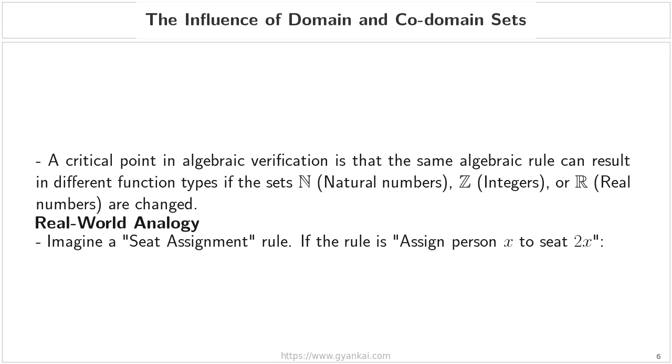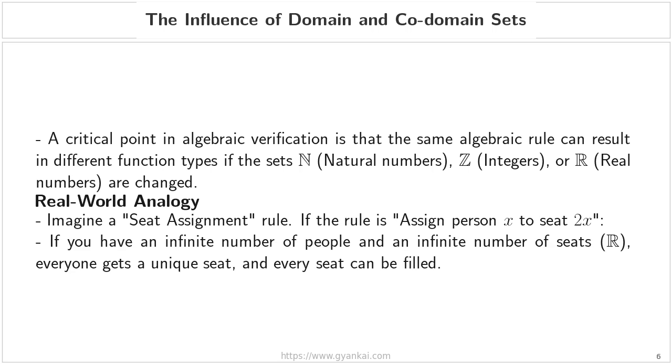Imagine a rule that states, assign person x to seat 2 times x. First, consider a scenario where we have an infinite number of people and an infinite number of seats, represented by the set of real numbers. In this case, every person is assigned a unique seat, and every possible seat in the venue can be filled. Here, the function would be both 1-1 and onto.